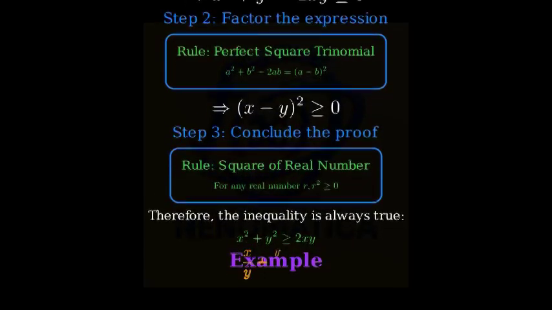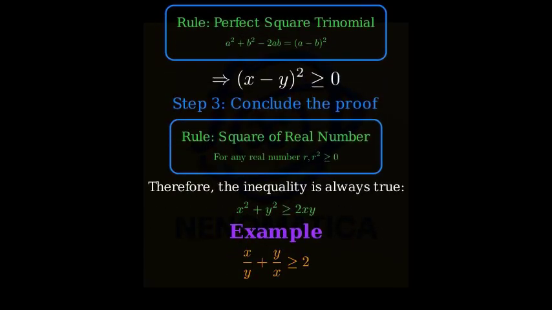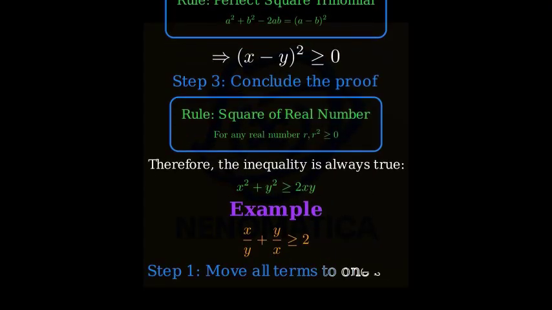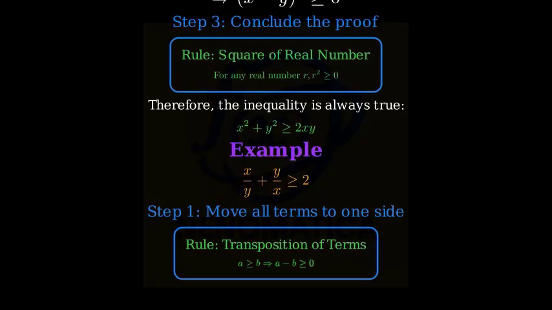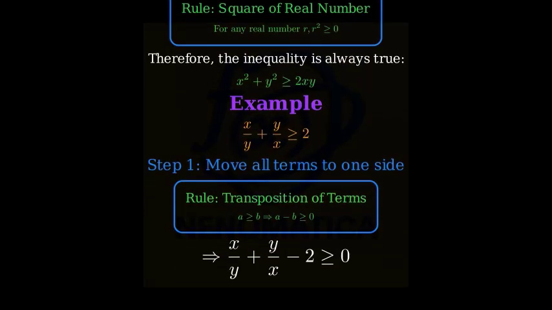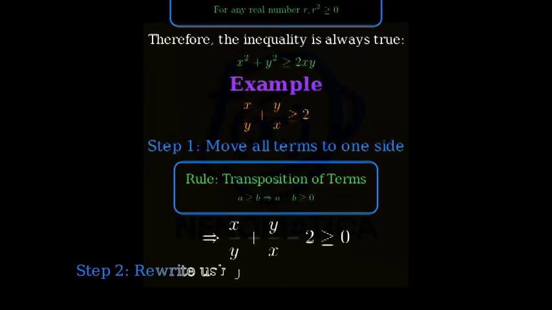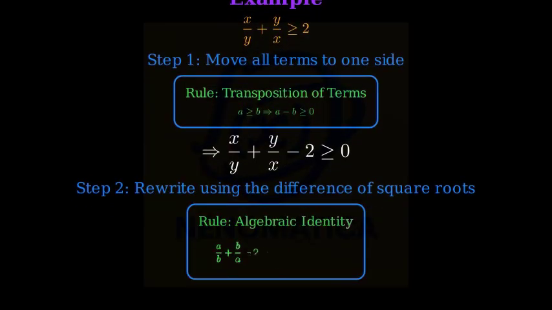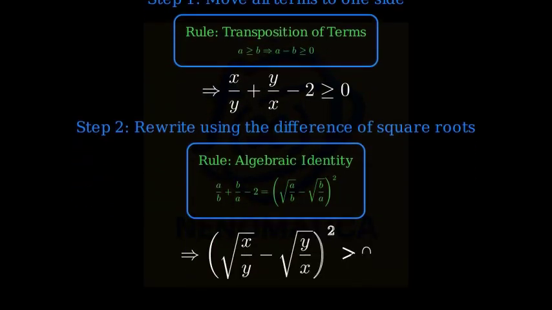We need to prove that for real numbers x and y, x over y plus y over x is greater than or equal to 2. For our first step, we'll move all terms to one side of the inequality. This gives us x over y plus y over x minus 2 is greater than or equal to 0. For our second step, we'll rewrite this in a form that we can manipulate further. We can express this using the square of the difference of square roots. This gives us (square root of x over y minus square root of y over x) squared is greater than or equal to 0.